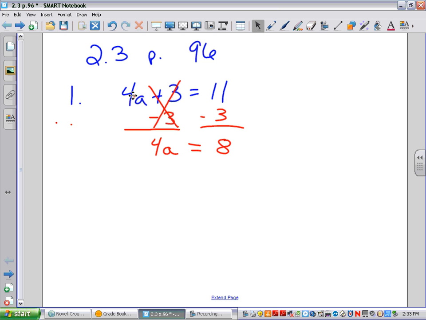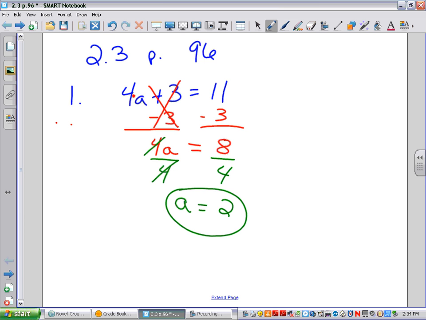I'm not done yet. That's just one step. There's two steps involved. The second thing is, how do I get rid of the 4? It's a times 4, and the opposite is to divide by 4. Therefore, I must divide the 8 by 4 as well. And we're used to marking those out. So I'm left with a, and 8 divided by 4 is 2. The answer is 2.